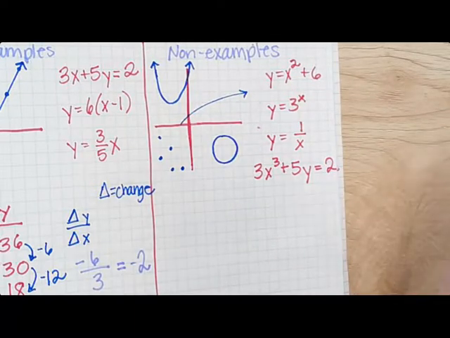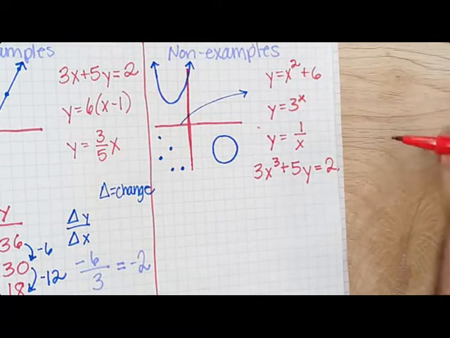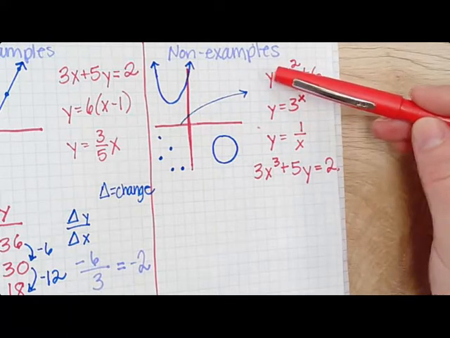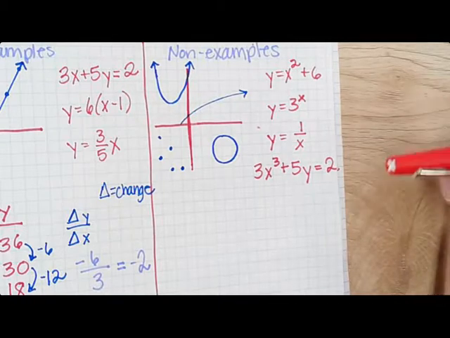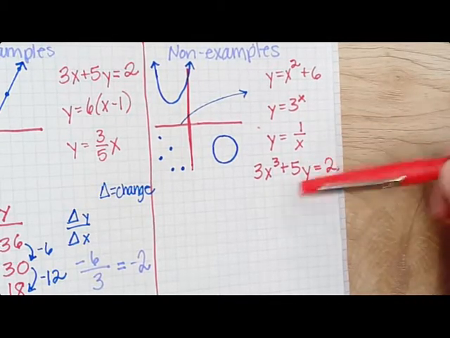What if the exponent's not on x, but it's on like the 2? Oh, that's fine, as long as your x has an exponent of 1. Y can't have an exponent of greater than 1 either.